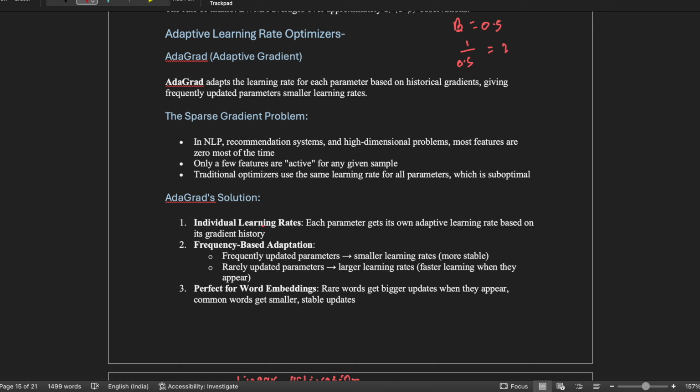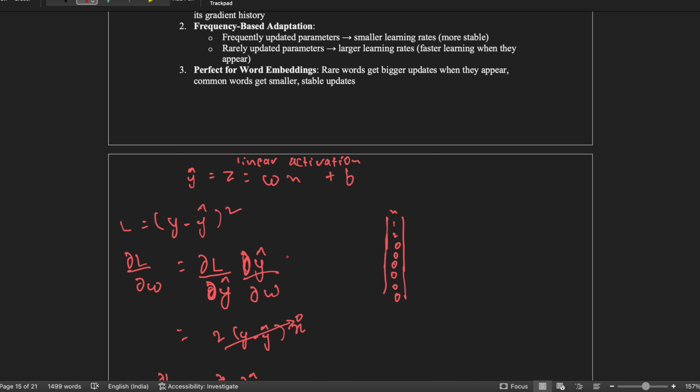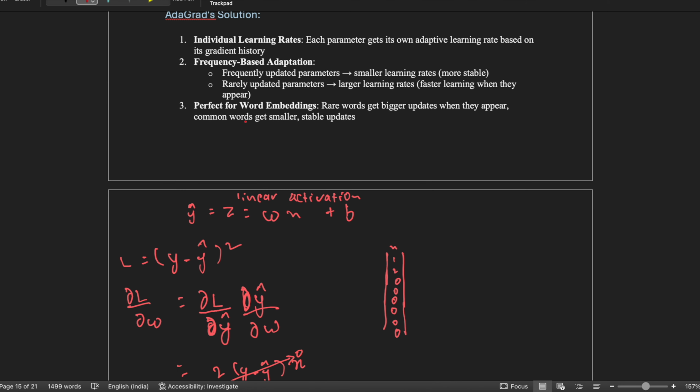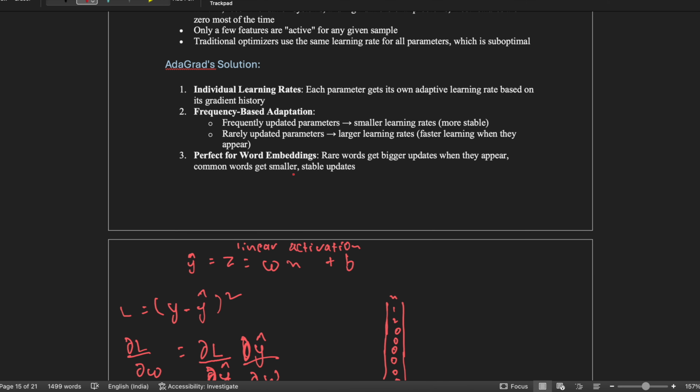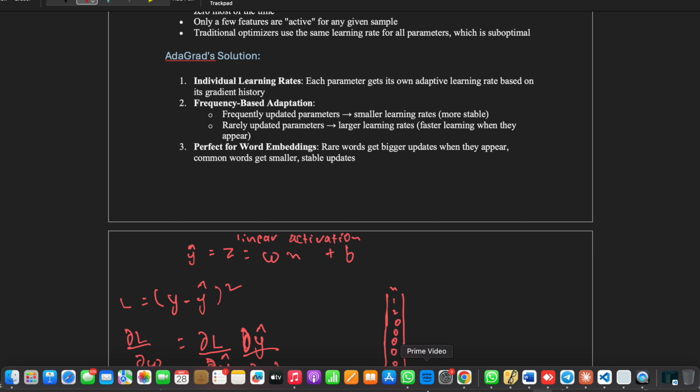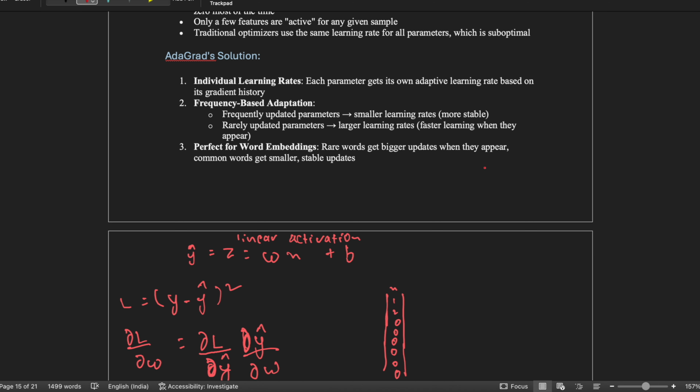So Adagrad's solution is individual learning rates. Each parameter gets its own adaptive learning rate based on its gradient history. Because the bias term converges faster, it will get a lower learning rate. Because the weight term is not converging, since zero is coming too much in the sparse features, the weight updation is not possible. So the learning rate will be increased whenever values like one or two come, so that the weight parameters can converge equally.